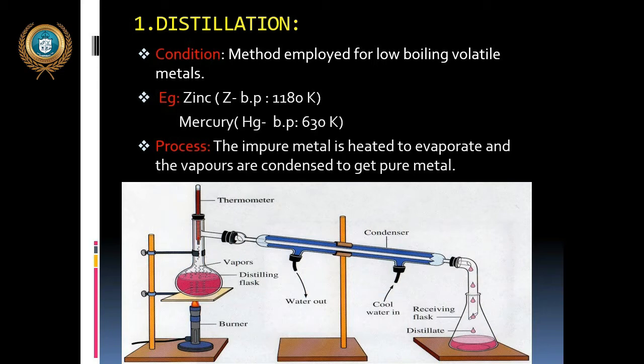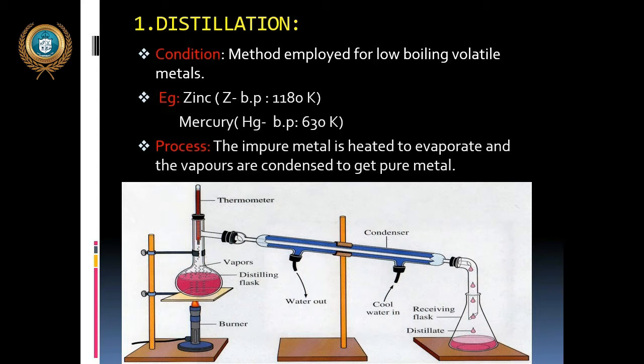So look at the process here. The impure metal is heated to evaporate and the vapors are condensed to get the pure metal. It's a very simple and easy process. Look at the picture here. This is the pictorial setup for distillation. In the round bottom distillation flask we will take the metal. For example, we can take zinc or mercury.